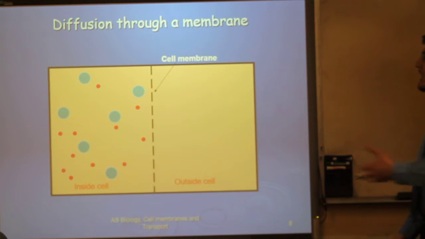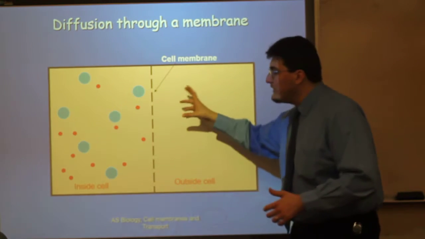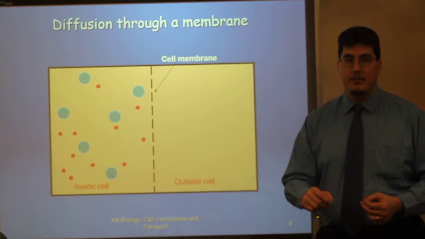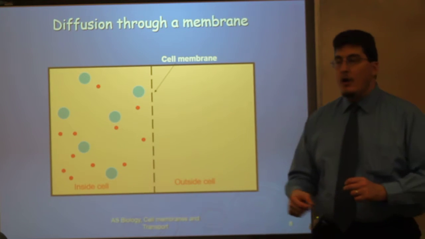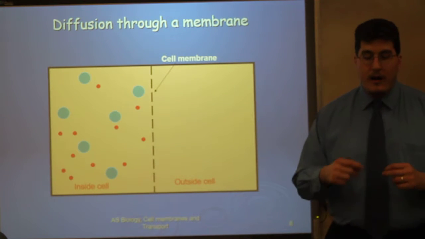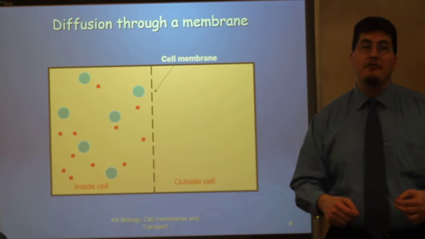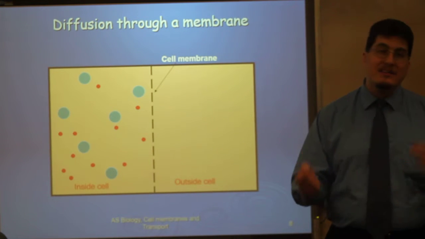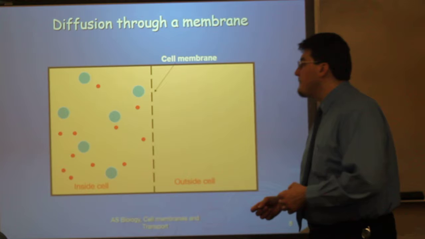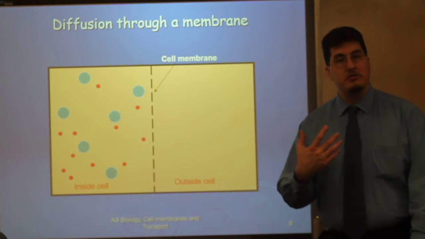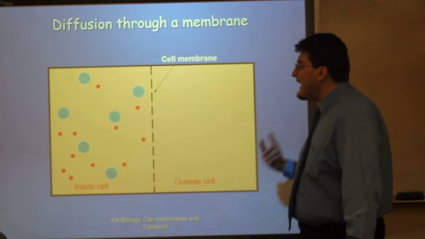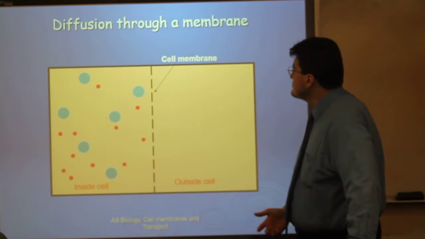So, when we talk about diffusion through a membrane, we have to understand that membranes are semi-permeable. They can only allow for the diffusion of certain things. Whether those things are specifically non-polar stuff, molecules of a certain size, molecules of a certain identity, molecules of a certain charge, others are not able to pass.